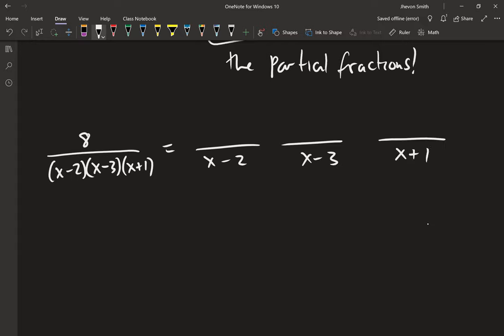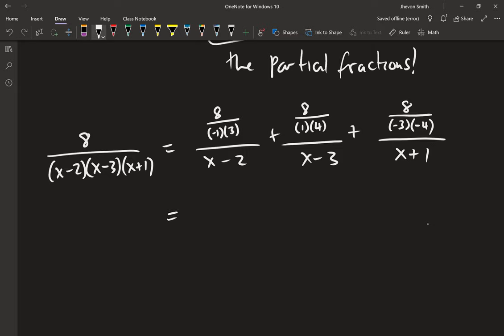And if I had to find the coefficients, what I would do is cover up the x minus 2 on the left with my finger and plug in x equals 2. So on top of here, you would have 8 over minus 1 times 3. Cover up the x minus 3 with my finger and plug in x equals 3. I would get 8 over 1 times 4. Then for the x plus 1, cover up the x plus 1 on the left with my finger and plug in x equals minus 1 because that would make that 0. And I would get 8 over minus 3 times minus 4. And those guys are your coefficients.